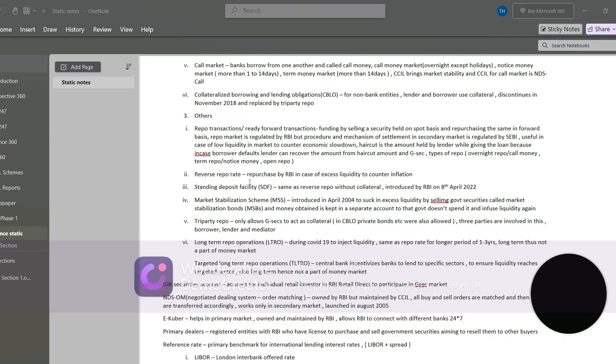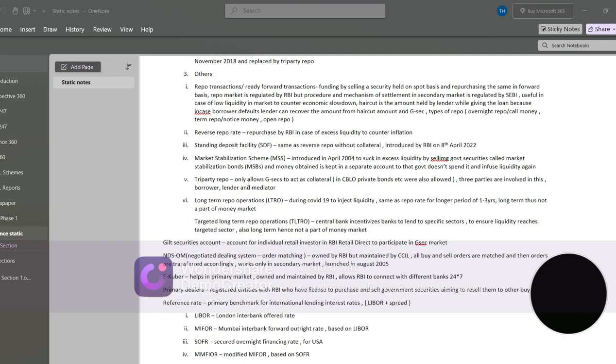Second is reverse repo rate. It is again repurchase by RBI in case of excess liquidity to counter inflation. RBI gives securities and takes away liquidity from the market, to balance excess liquidity in the market. This is done to counter inflation.